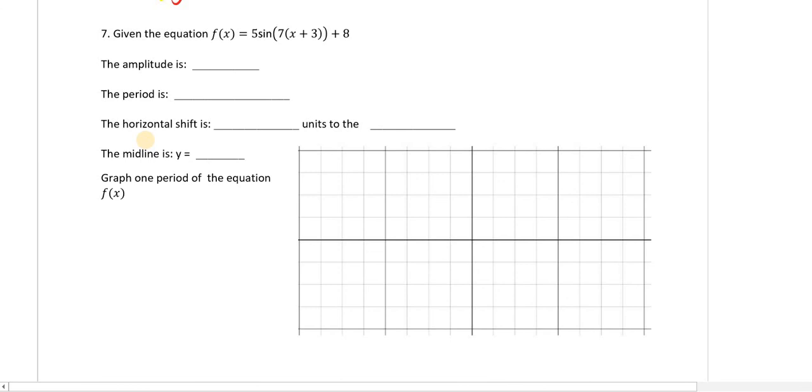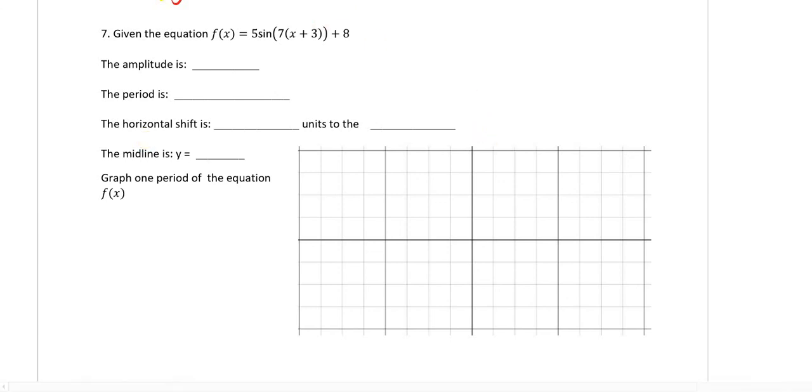For questions number 7 and 8, I am not going to graph because the period is weird and it's going to take a lot of work in order to get it right on here. If you plot it on Desmos, you'll see what I'm talking about. So I'm just going to find the amplitude, the period, the horizontal shift, and the midline.